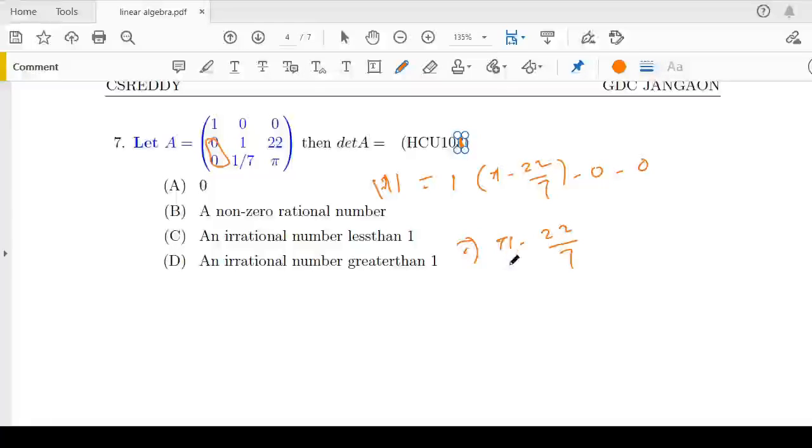But we know that pi equals 22 by 7. Therefore, pi minus 22 by 7 is equal to 0. Pi minus 22 by 7 equals 0, because we know that pi is equal to 22 by 7. Therefore, the answer is 0. The answer is 0.